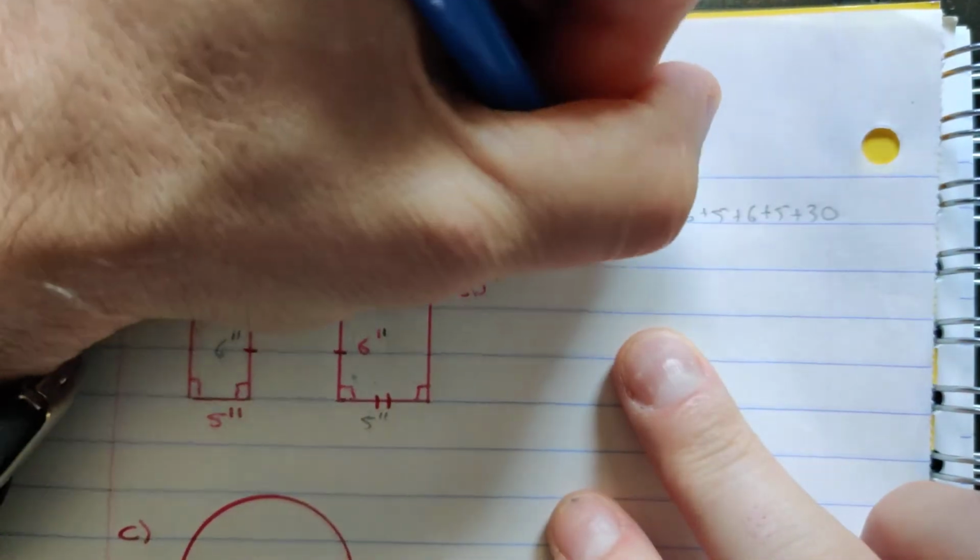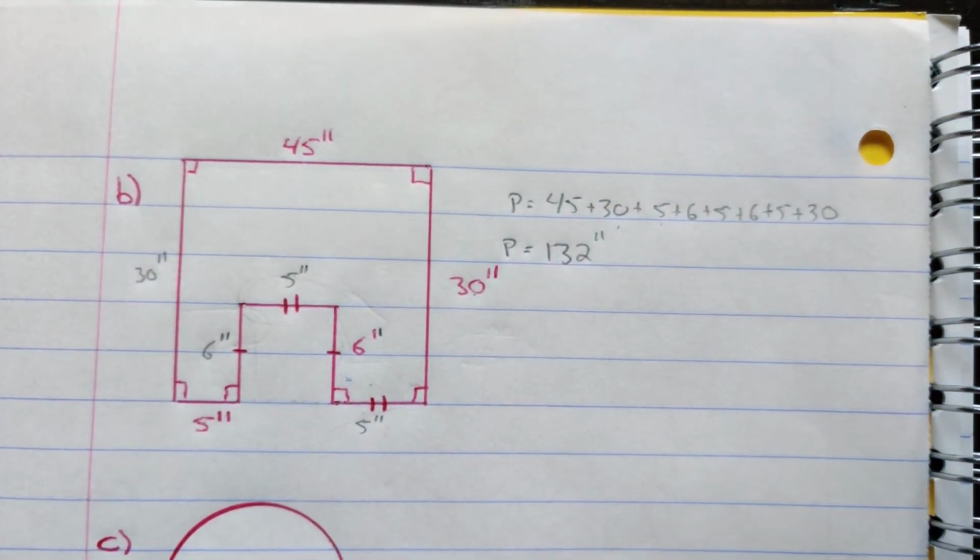You can use your calculator if you wish. Mental math, never bad to practice. That's it. We found the perimeter.